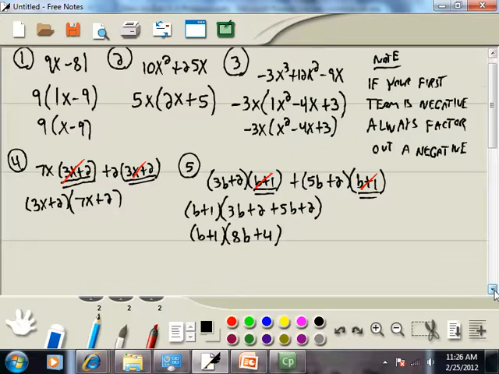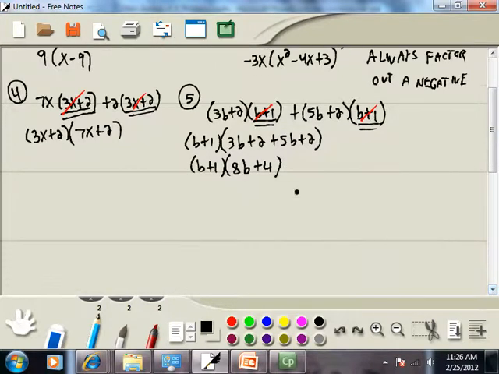Now after we've done that, notice that in our second set of parentheses, these are still both divisible by 4. So I can factor a 4 out of that. 8 divided by 4 gives me 2 with a b, plus 4 divided by 4 gives me 1. Now whenever you have a number like that, usually the number is written out in front. So this would be 4 times b plus 1 times 2b plus 1. And that would be our answer.